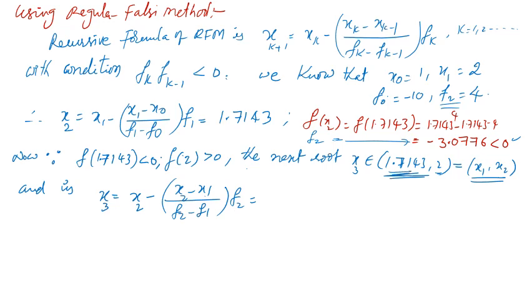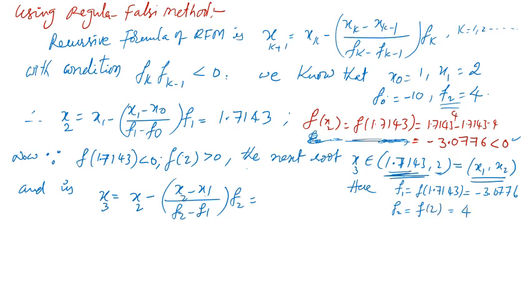Now the change is here. Okay, let me write. F1 means what? Yeah, exactly. There is some change here. This is not F2. Let me write clearly. Here F1 means F of 1.7143. This value is minus 3.0776. And F2 value is F of 2, which we already have as 4.